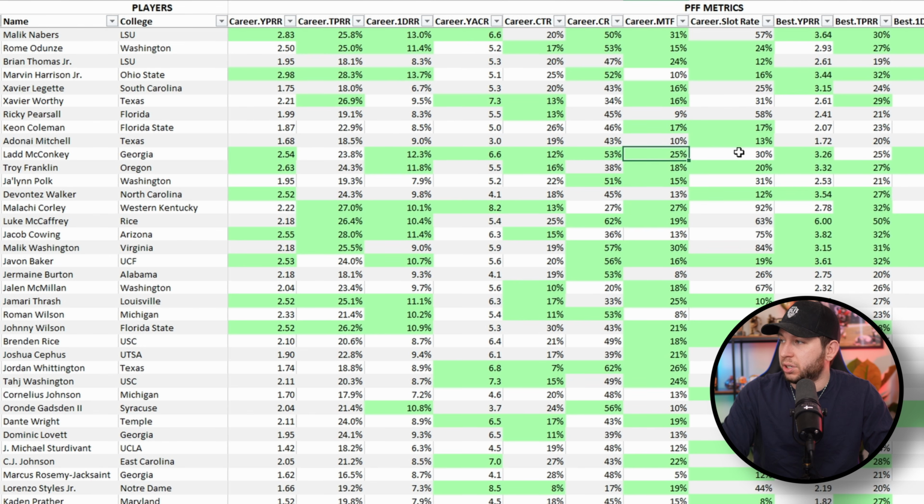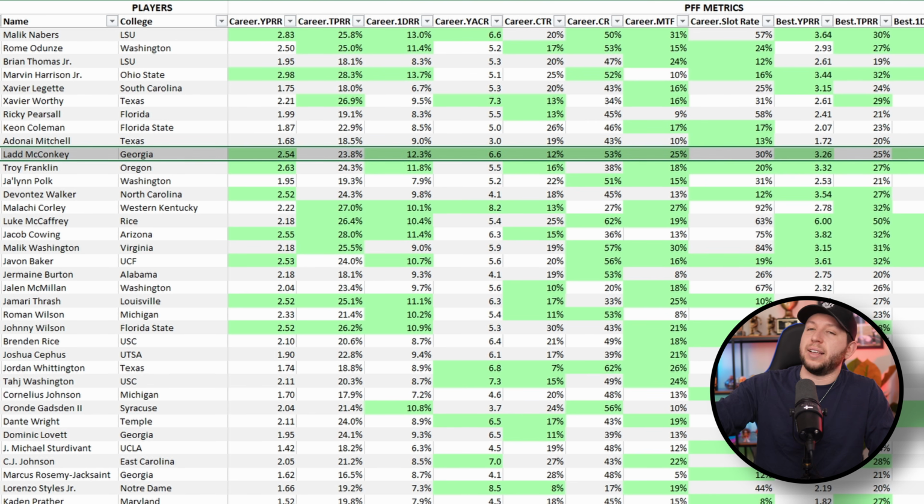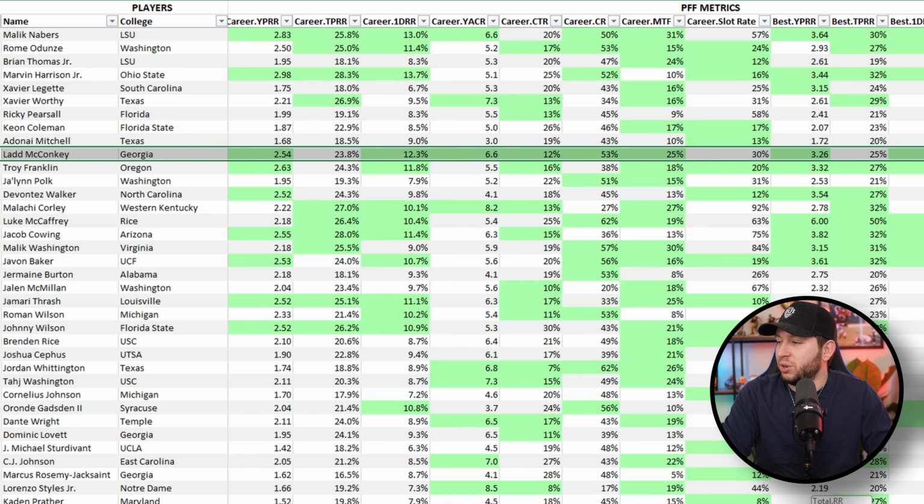25% missed tackles forced. Didn't do a lot of stuff out of the slot. I mean, he was used kind of more-ish as a slot receiver than some more X receivers, but only 30% career slot rate. So 70% of the time he was out wide, essentially, which you love to see still for Ladd McConkey, who might have been typecast as a Julian Edelman or a Danny Amendola kind of guy. Wasn't necessarily utilized like that in college. So all good things that you love to see from Pro Football Focus that I did not use last year, that I am now going to use moving forward due to Ladd McConkey.